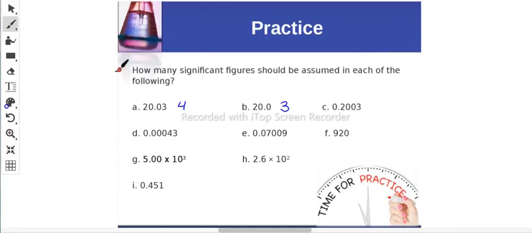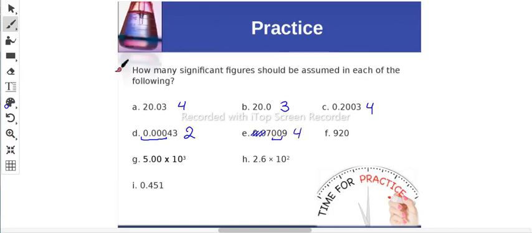I have zeros which are in between, all are counted, so this is a 4. The zeros which are presented to the left side from the number, they are not counted, so it's a 2. And continuing with E, the zeros which are in the middle, they are counted, but the zeros which are presented to the left side, they are not, so in total this is 4.